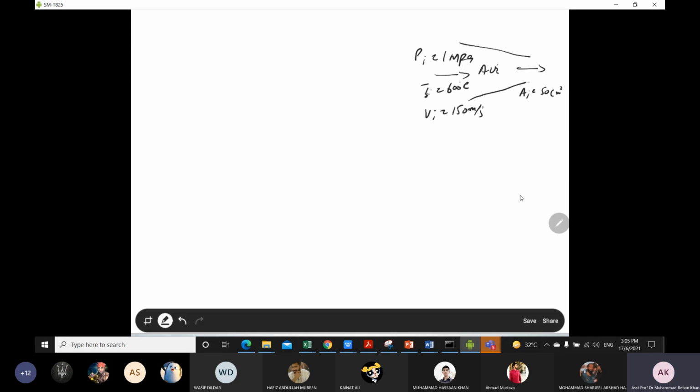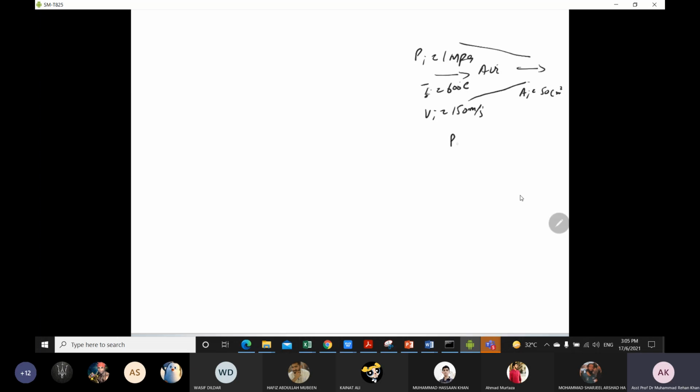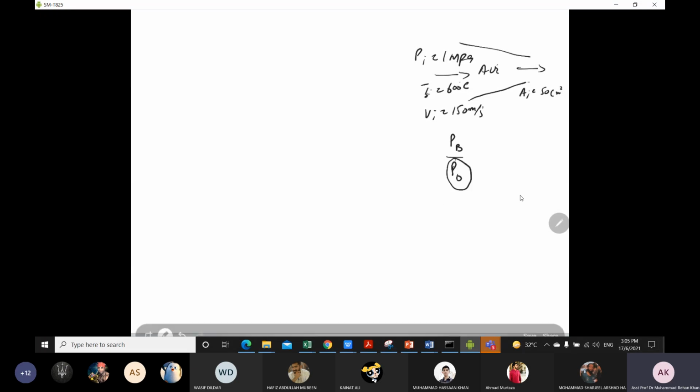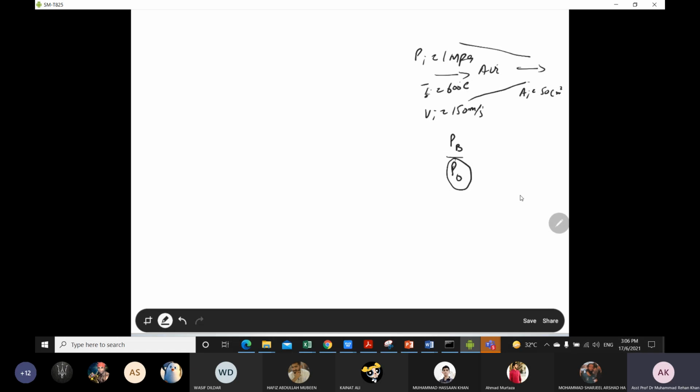Okay, this is your geometry. From here, our main thing is to find your mass flow rate. In order to find the mass flow rate, the first thing required is to find whether your flow is choked or not choked. And how can we find that? We have to find the ratio of back pressure to P naught. In order to find this, we need the value of stagnation pressure first, and that's why the first thing is to find the stagnation pressure.